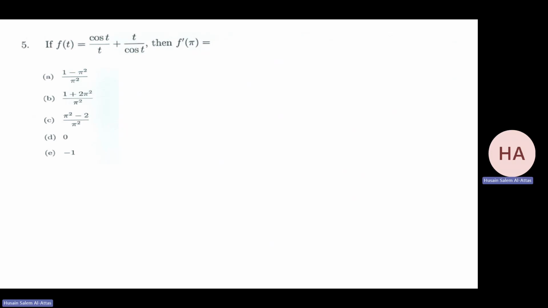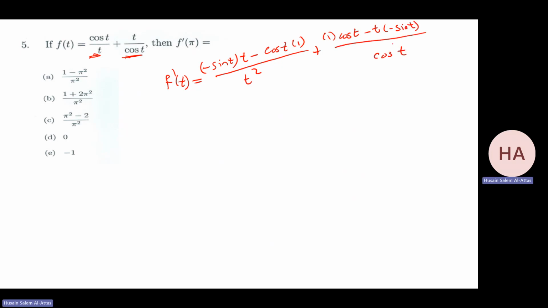F of t equals cosine t over t plus t over cosine t. I need to find f prime. I need the quotient rule two times. So f prime at t will be: derivative of the numerator, minus sine t, times the denominator t, minus cosine t times the derivative of t, which is 1, over t squared, plus. Now the derivative of t, which is 1, times cosine t, minus t times minus sine t, over cosine t squared.